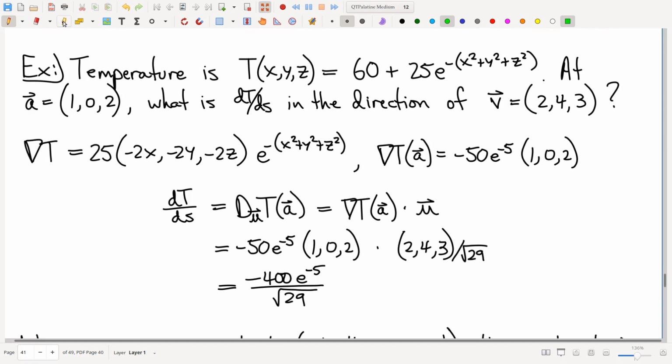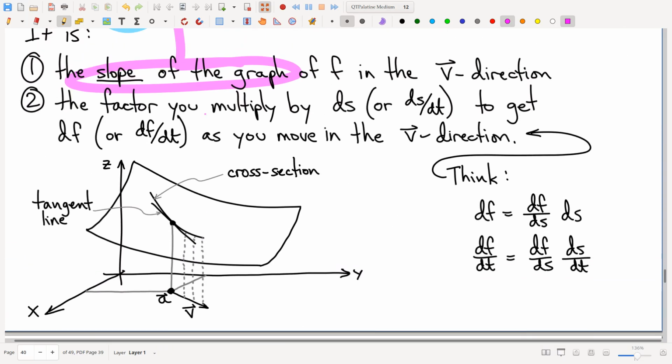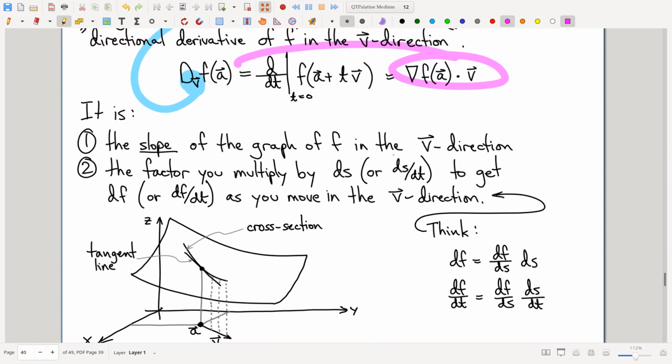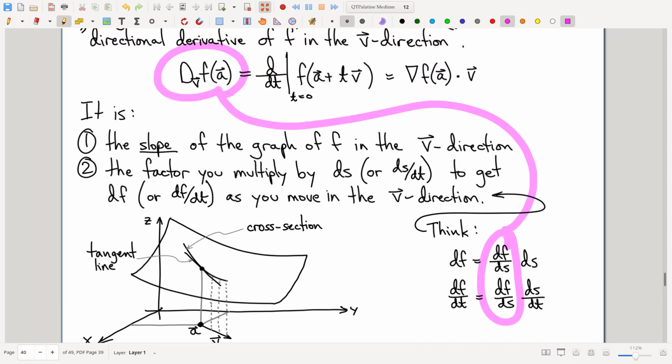Very, very similar. We've got some function. We're at some point. And the difference here is that this time the question has not asked for the slope of the graph. Here, the question has asked for df/ds. Now, going back up to here, derivative with respect to distance is one of our new interpretations of directional derivative. df/ds is the directional derivative. So again, you ask me for the rate of change with respect to distance. Cool, directional derivative. And again, I'm going to compute it with that handy formula right there.